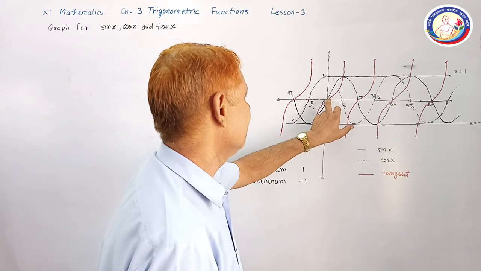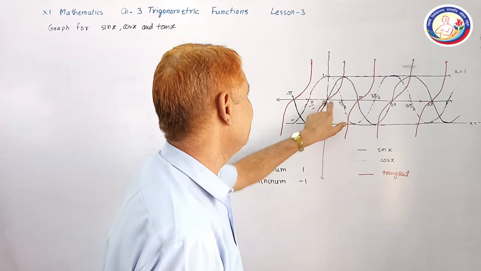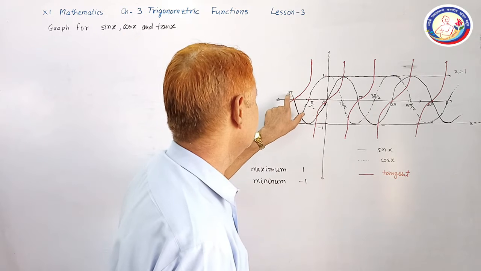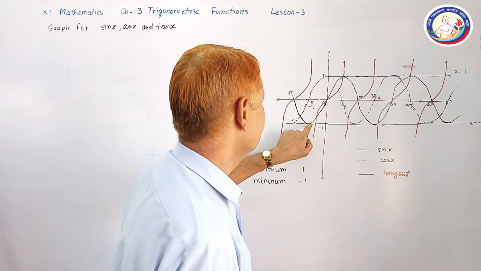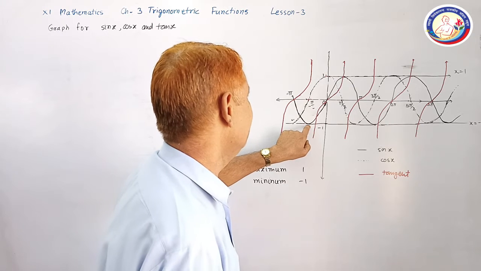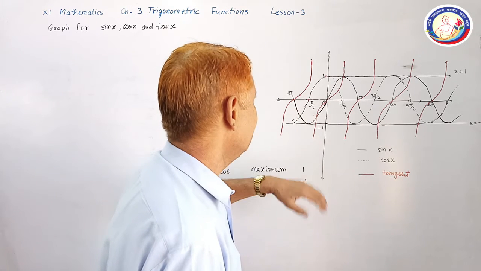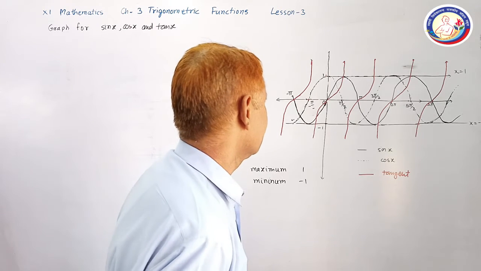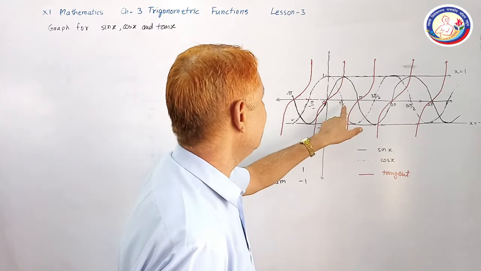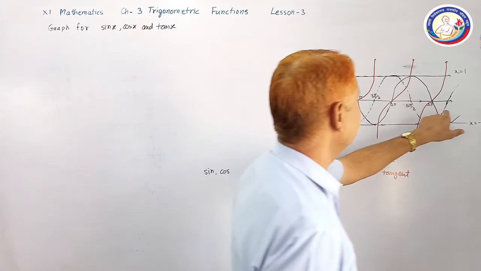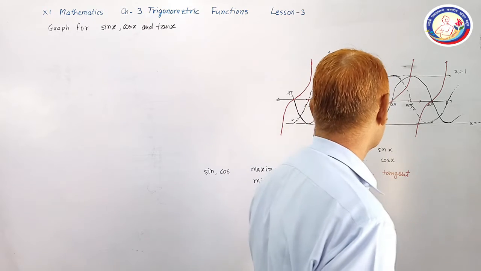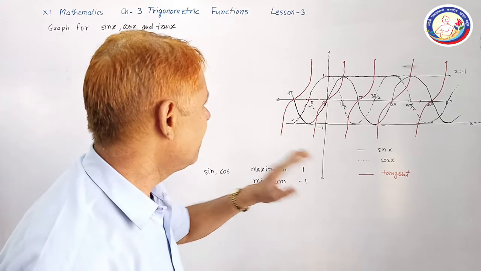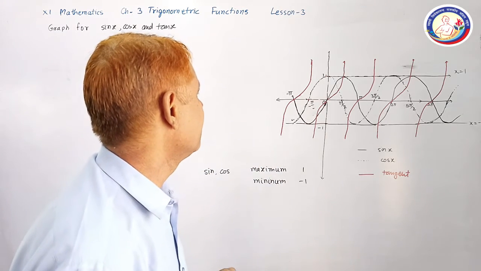In the negative direction, from minus pi by 2 to 0, it will increase from -1 to 0, and it will decrease from minus pi to minus pi by 2. So the value of sine oscillates between -1 and 1. It is maximum at pi by 2, 5 pi by 2, as we saw earlier in the discussion of the values. And now about the graph of cosine.